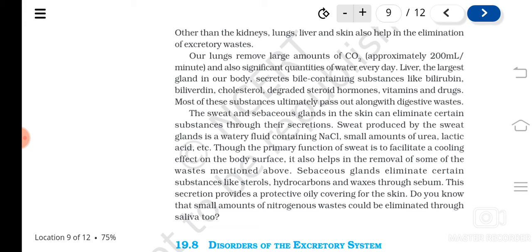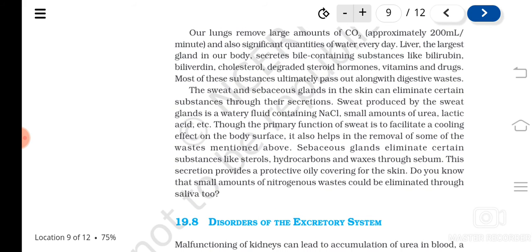Okay, so all these waste materials are excreted by the liver. The liver is also an excretory organ itself, and the waste excreted by the liver goes out through the fecal matter only, through the digestive waste.